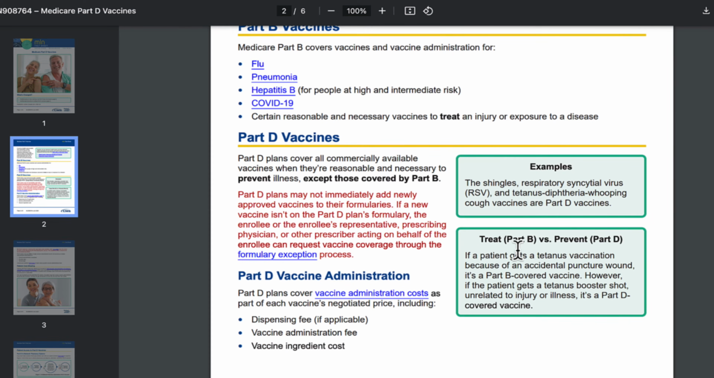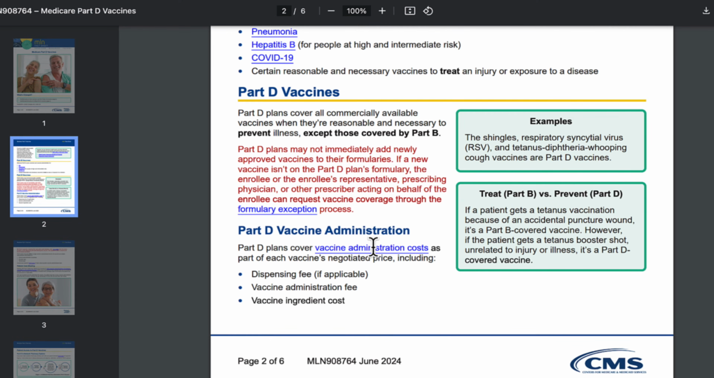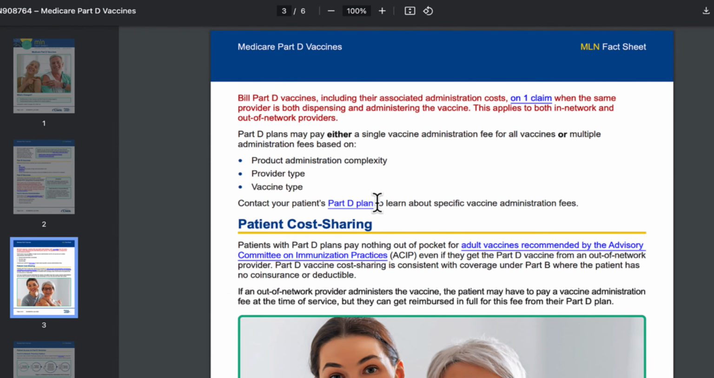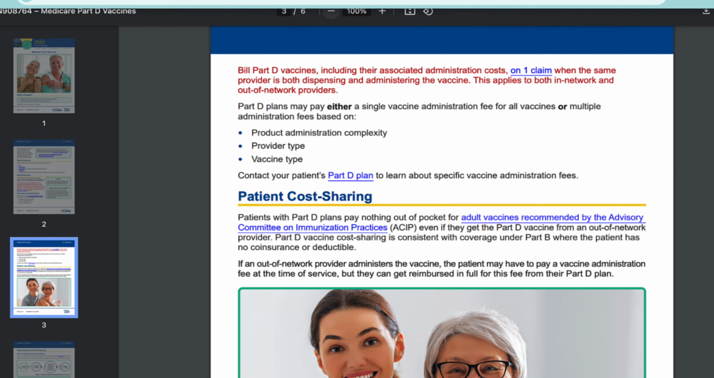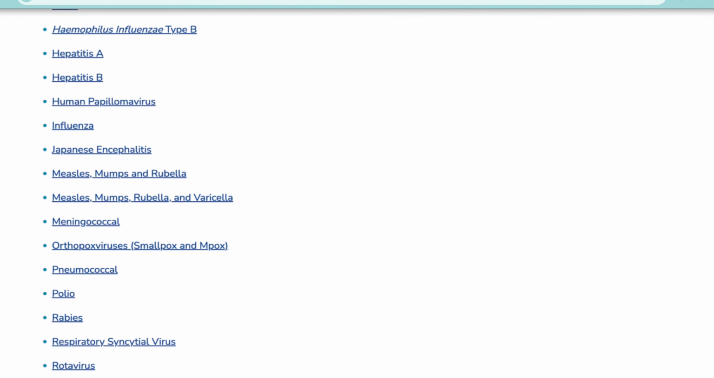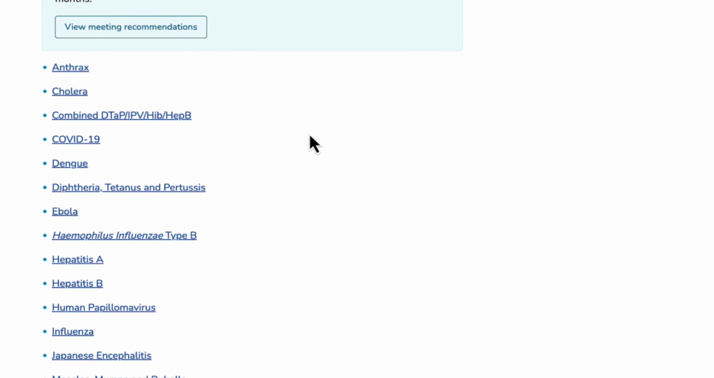And then you can see here there's an example where things can get a little bit confusing. If a patient gets a tetanus vaccination because of stepping on a rusty nail, then that would be covered under Part B. Now, if you're getting it as preventative, then it would be covered under Part D. And then, of course, Part D vaccines, all Part D plans must offer the Part D vaccinations that are recommended by the Advisory Committee on Immunization Practices. And these must be offered at no cost, although sometimes you do have to pay a fee up front and then get reimbursed. More on that in just a moment.